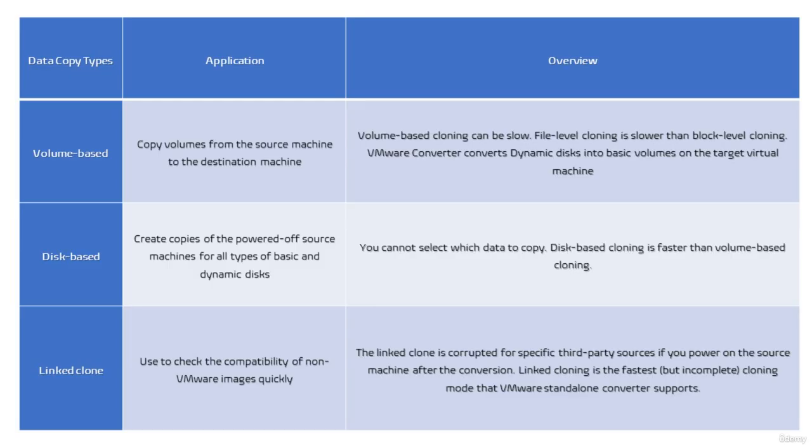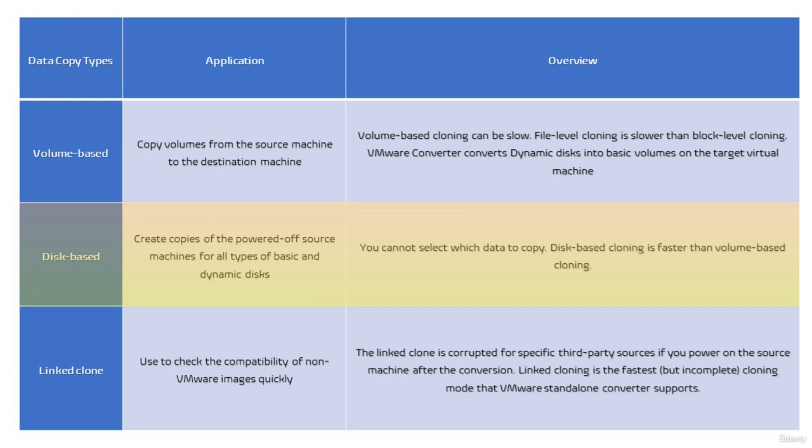All right, so let's have a look at this table here in front of you. So these are the data cloning operations that are supported by VMware Converter. Over here is the data copy method, the application, as well as a brief explanation. Right, so when it's volume-based, you copy volumes from the source machine to the destination machine. So basically, volume-based cloning can be slow. File-level cloning is slower than block-level cloning, but VMware Converter converts dynamic disks into basic volumes on the target virtual machine.